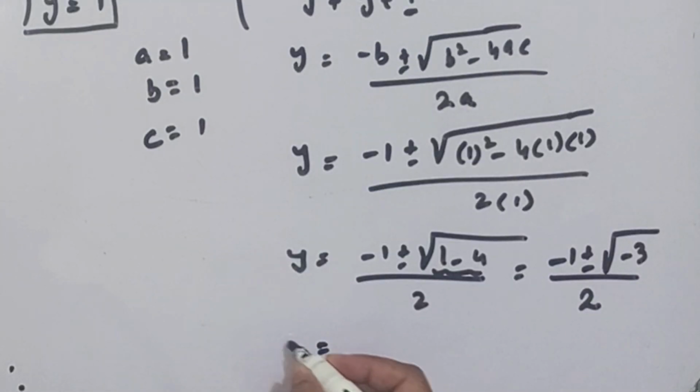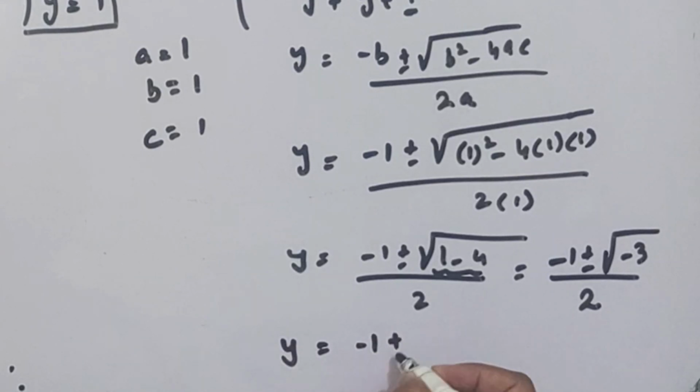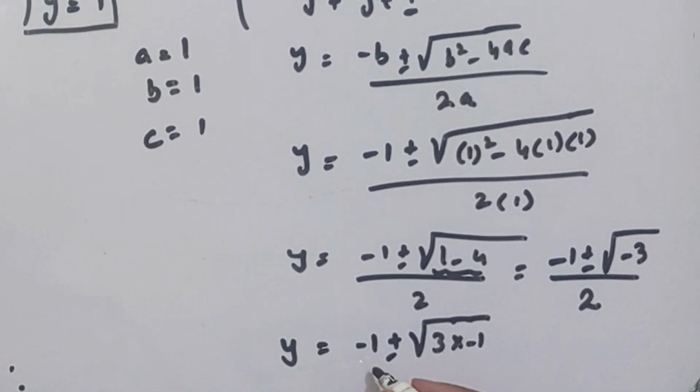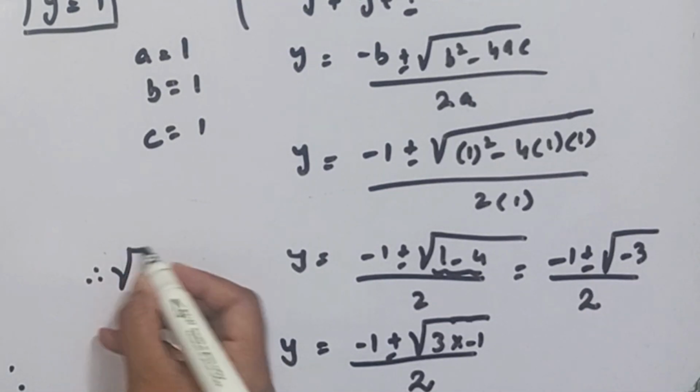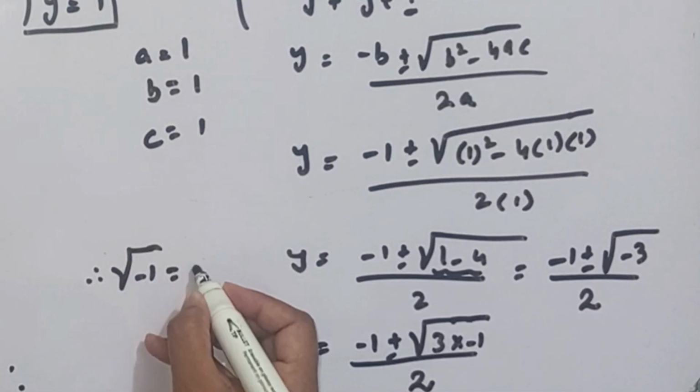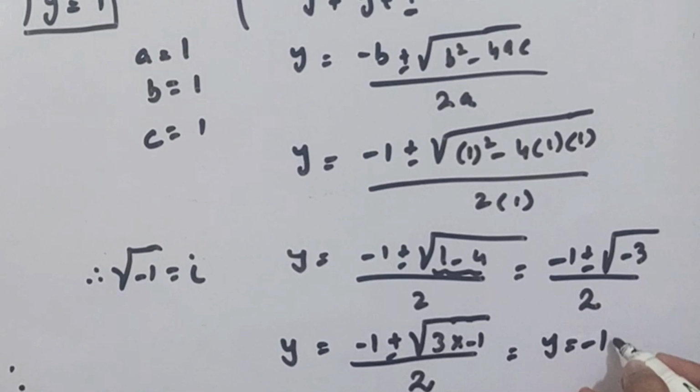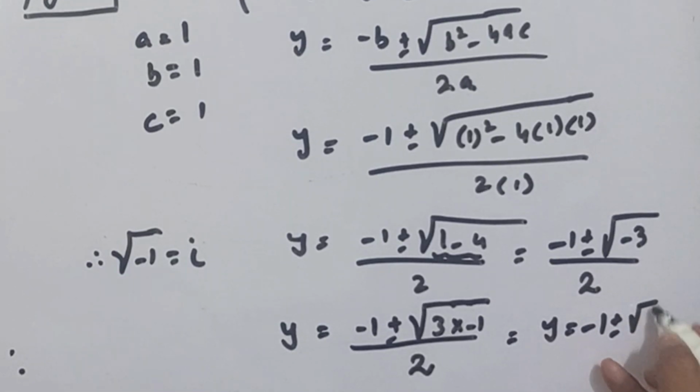Write this as negative 1 plus minus square root of 3 multiply minus 1, over 2. And we know that square root of negative 1 is equal to iota. So we write this as y is equal to negative 1 plus minus square root 3 iota over 2.